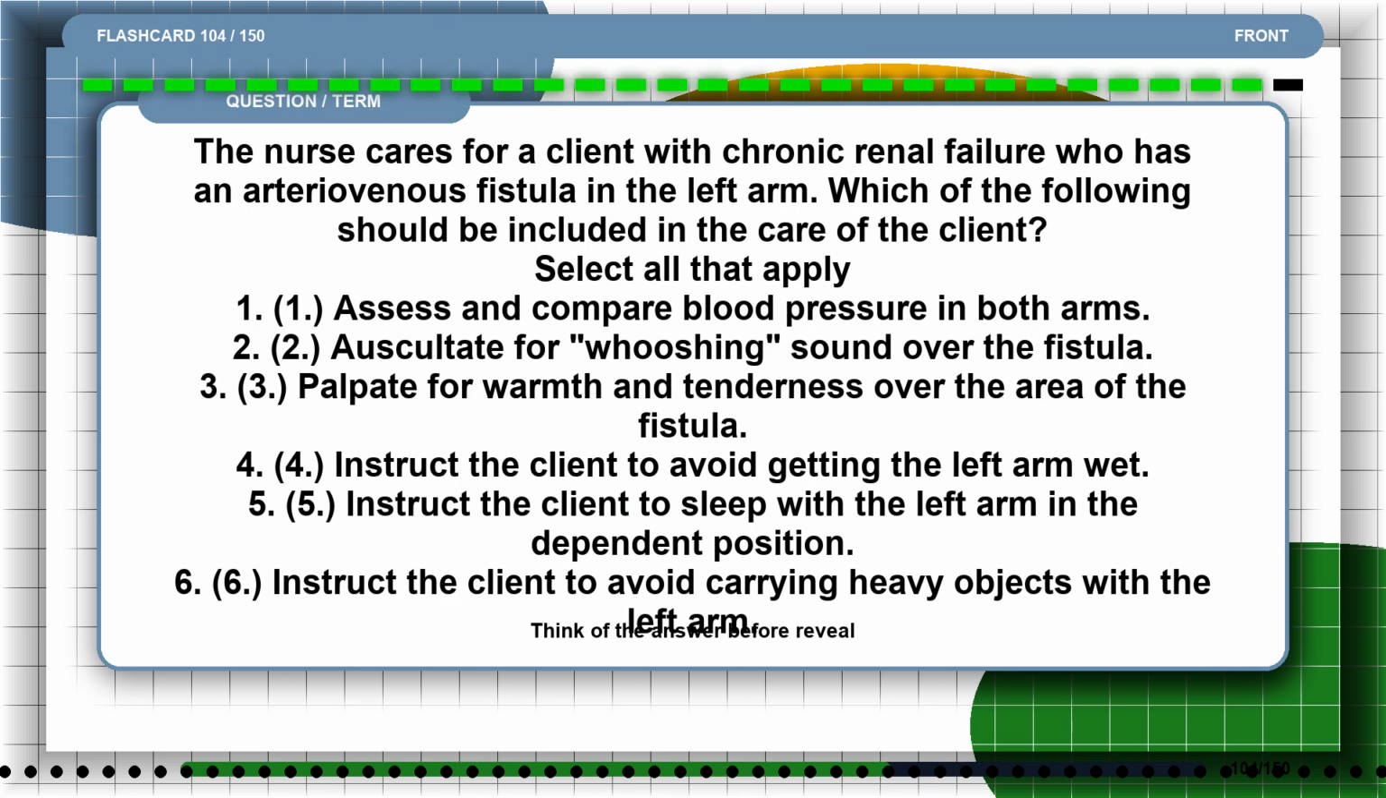Flashcard 104. The nurse cares for a client with chronic renal failure who has an arteriovenous fistula in the left arm. Which of the following should be included in the care of the client? Select all that apply. 1. Assess and compare blood pressure in both arms. 2. Auscultate for whooshing sound over the fistula. 3. Palpate for warmth and tenderness over the area of the fistula. 4. Instruct the client to avoid getting the left arm wet. 5. Instruct the client to sleep with the left arm in the dependent position. 6. Instruct the client to avoid carrying heavy objects with the left arm. Think of the answer before the reveal.